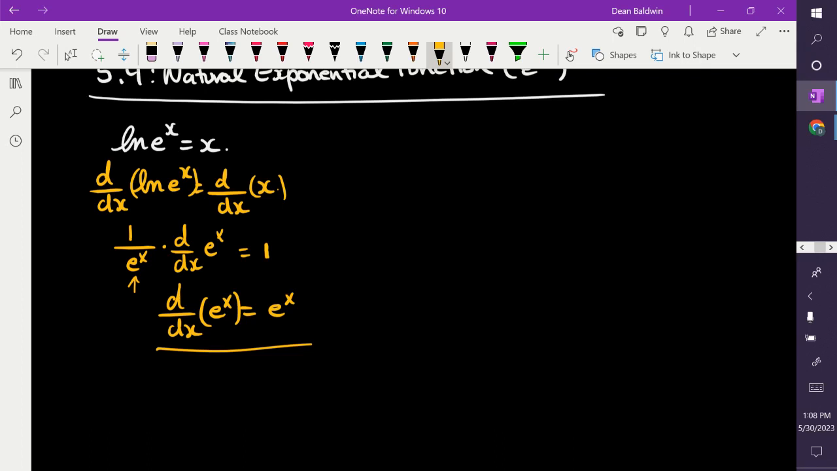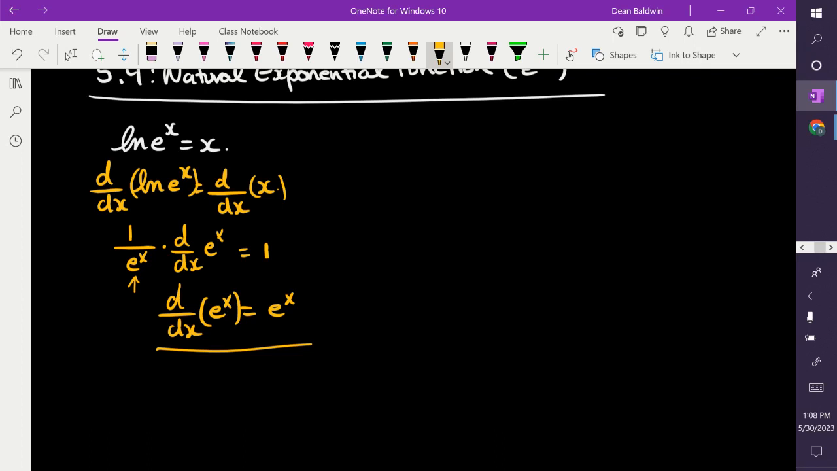So we just solved it. I'm just trying to figure out the derivative of e to the x, and it is e to the x. How's that possible? I didn't do any magic. I wrote out a true statement. I took the derivative of both sides.